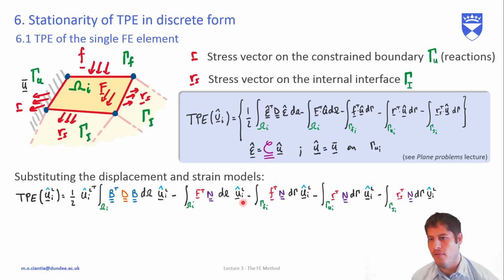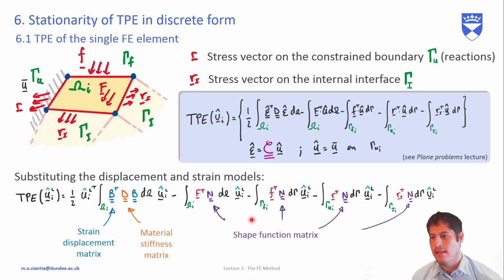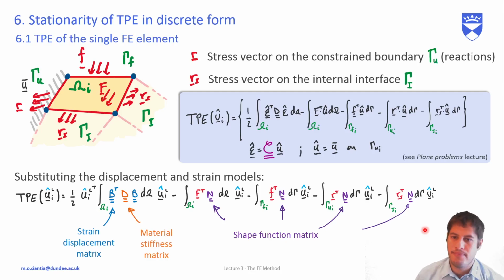so the work over here. Now, again, this is the strain displacement matrix we've seen in the previous slide, the material stiffness matrix, and the shape function matrix, all function of the nodal displacement of element i. Okay.